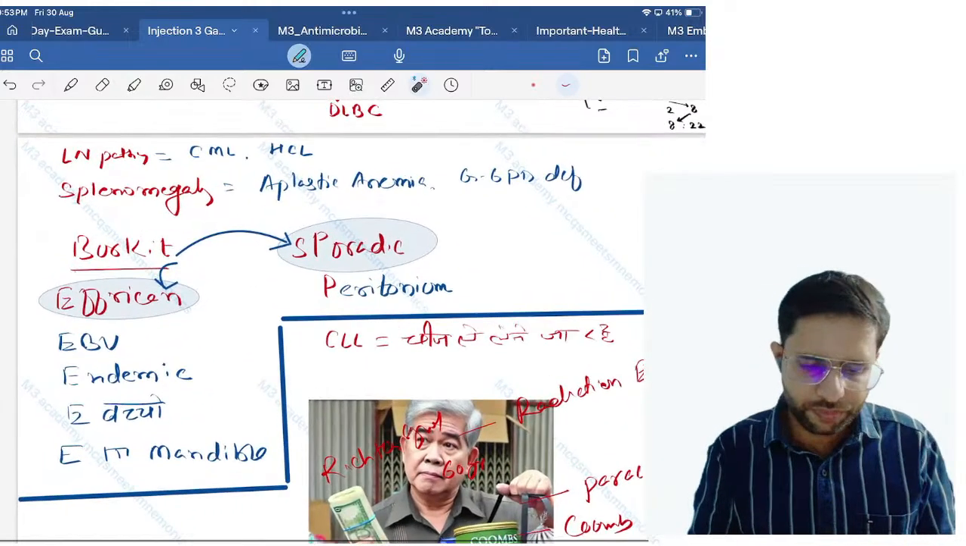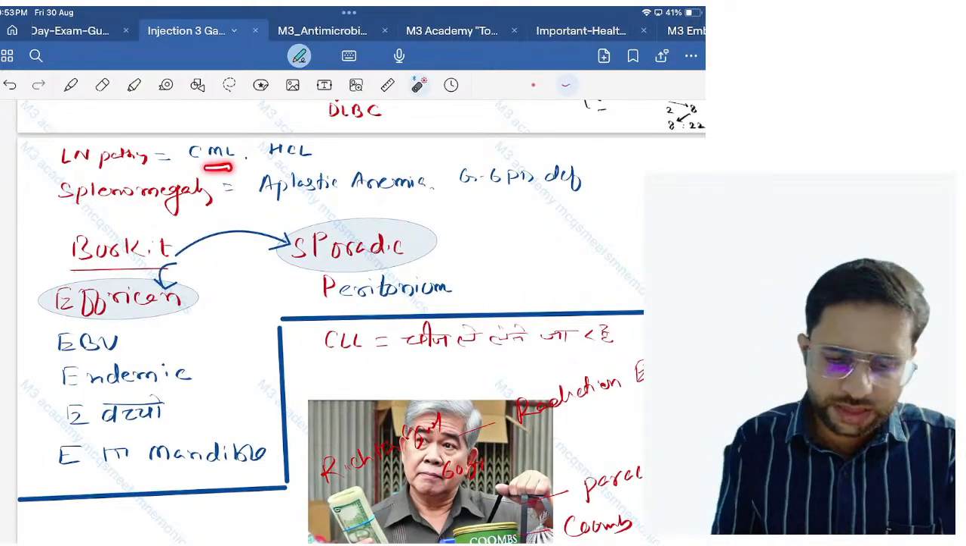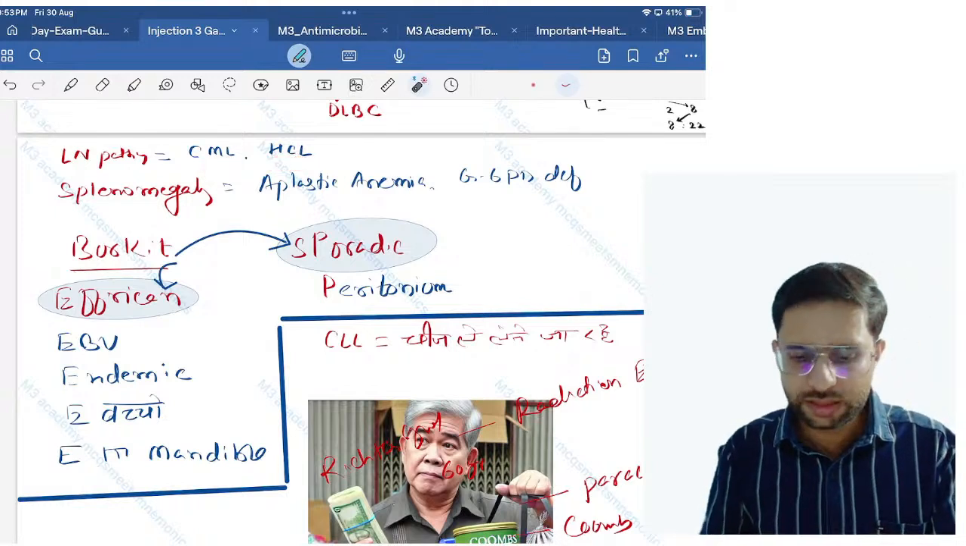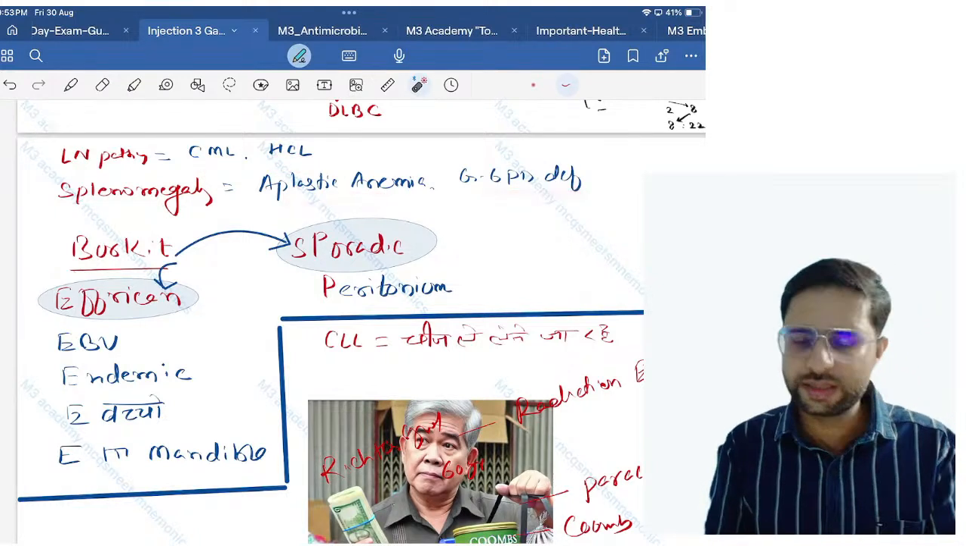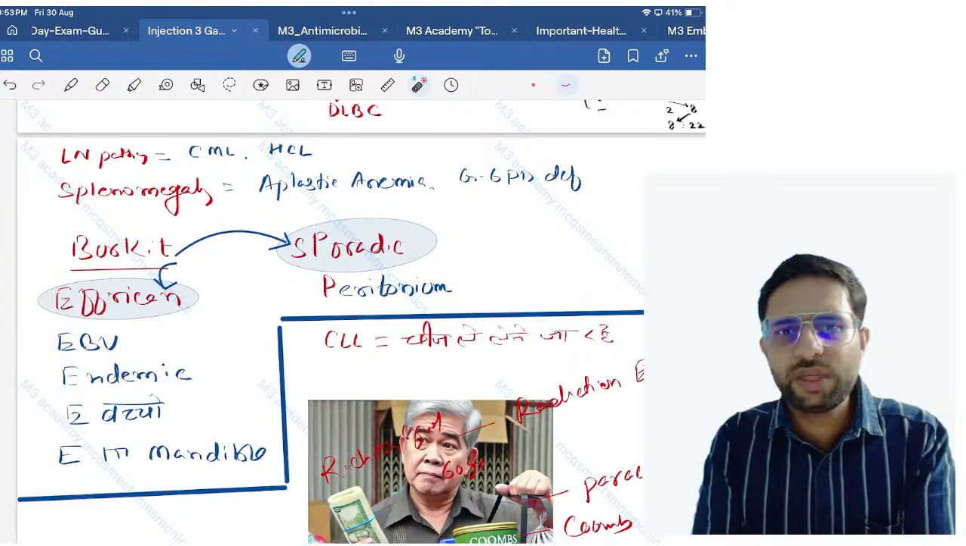Now, so next, lymphadenopathy is not seen in CML and hairy cell leukemia. Splenomegaly is not seen in aplastic anemia and G6PD deficiency. So this negative point is also important.